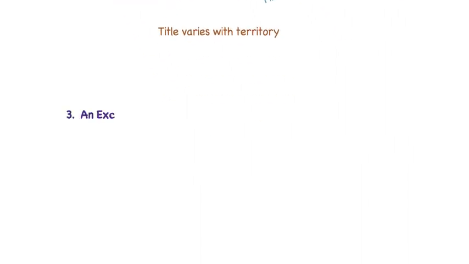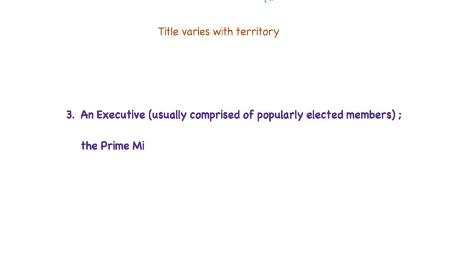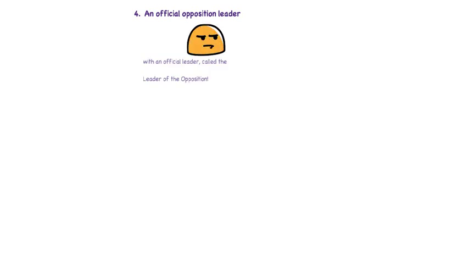3. The executive is usually comprised of popularly elected members, led by the head of government, for example, the Prime Minister or Chief Minister, and the Cabinet. The exception to this is Guyana, where the President and the Cabinet constitute the executive. 4th, there is an official parliamentary opposition headed by an officer called the Leader of the Opposition. The opposition acts as a check on the government, thus making them accountable.